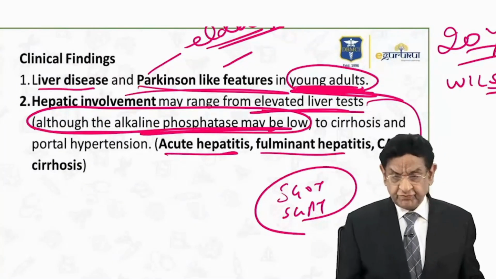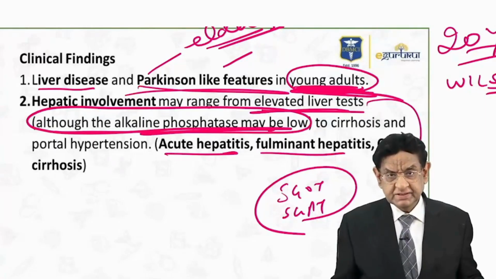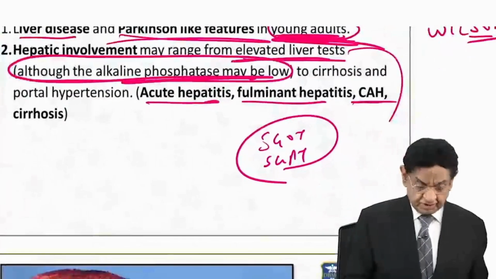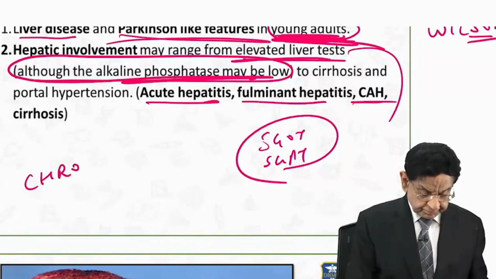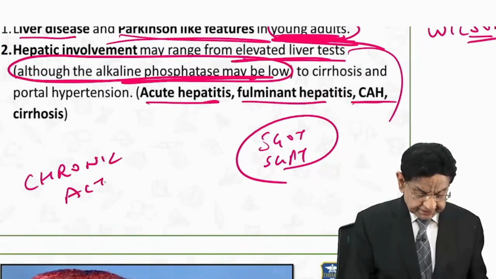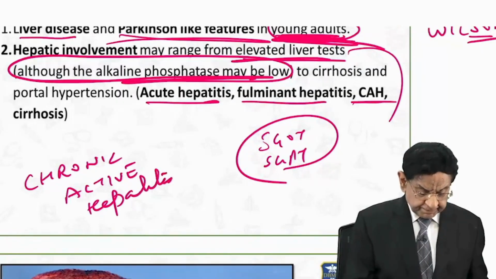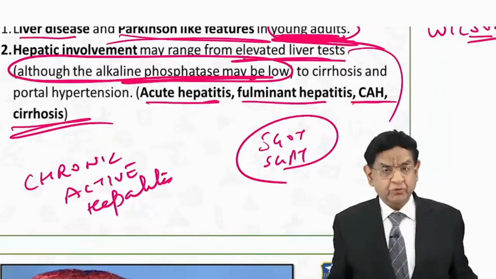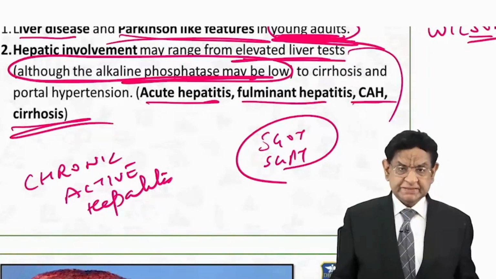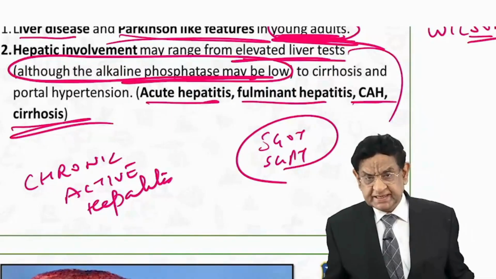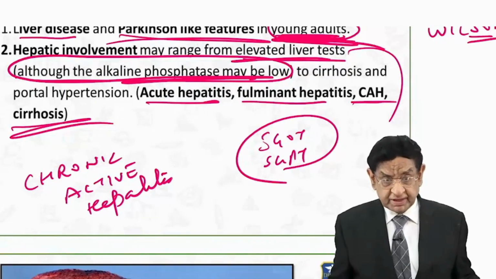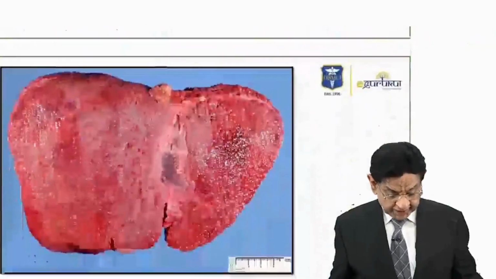It can go into fulminant hepatitis. It can go into chronic active hepatitis. CAH stands for chronic active hepatitis. It may even go into cirrhosis of the liver. So it can be a wide variety, right from asymptomatic, which simply raises enzymes, to acute hepatitis, fulminant hepatitis and cirrhosis of liver. Wide variety. Okay.